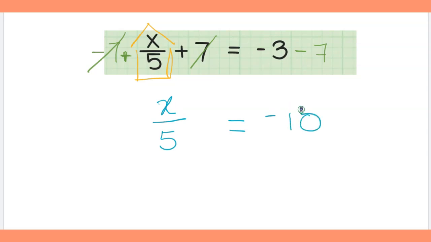Next up, we now want to remove the fella downstairs, which is 5. What's the opposite of dividing? We know that is multiplying. So we're going to multiply this by 5. Whatever we do on one side, we must do on the other side. They get eliminated. We have x is equal to -10 multiplied by 5, which is -50.